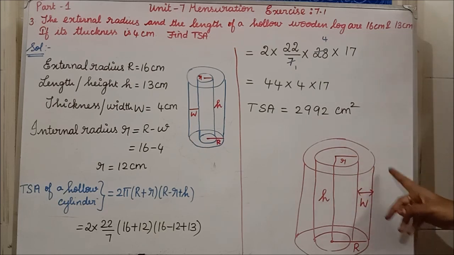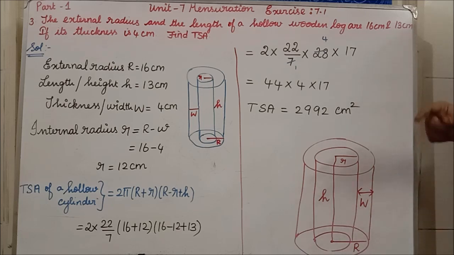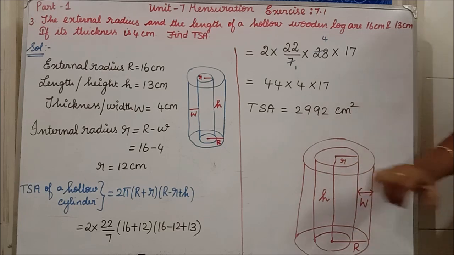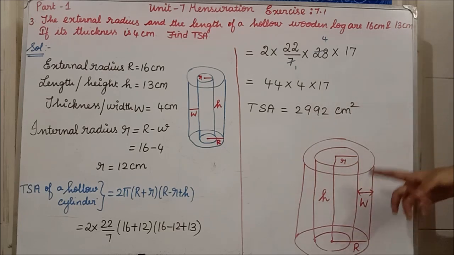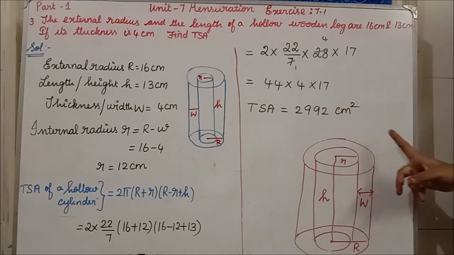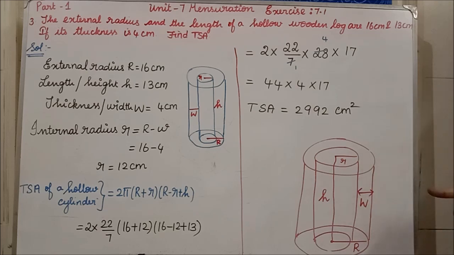Both the cylinders will have the same height and different radii. It's called a hollow cylinder. Whenever they are talking about a hollow cylinder, you have to draw two cylinders, one inside the other. For the two cylinders, what will be the same? Height will be the same. What will be different? Radius will be different.